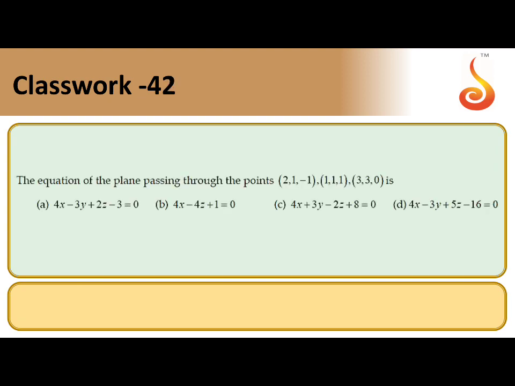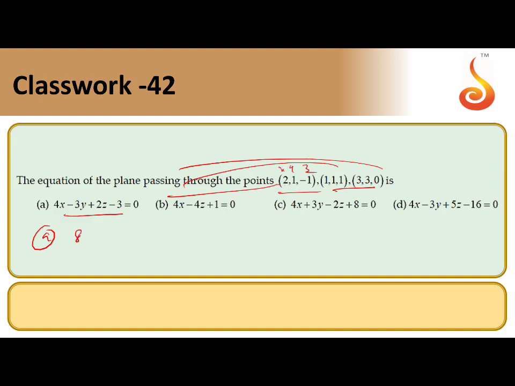Next, question 42: equation of the plane passing through 3 points. Normally this needs a very big formula, but now you can solve it directly by verification. The plane passing through 3 points means the plane must satisfy all 3 points. Go for verification: substitute all 3 points in the first option. See whether it is satisfied or not. If it satisfies, that is the final answer.